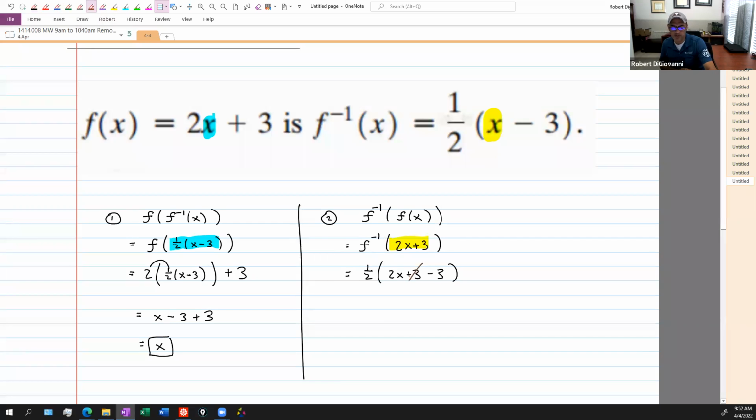This looks very familiar to the problem that Alyssa asked about earlier. The 3's go away, you get 1/2 of 2X, and that again becomes X. So check, both of them worked, they're inverses of one another. So in other words, if you want to verify two functions are inverses, you're just really doing what we did last class. You're doing the composition, but both ways, F of G and G of F, basically.